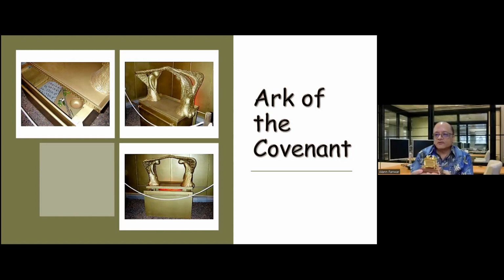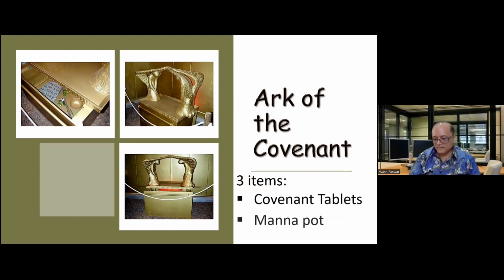What is important about this, other than being a box, is what was placed inside. 3 items. Covenant tablets. This is not the tablet of the 10 Commandments, by the way. It's the document of the covenant, representing God's rulership, and then a pot of manna, representing God's providence, and then the rod of Aaron, representing God's leadership. So the covenant tablets, the manna pot, and Aaron's staff.